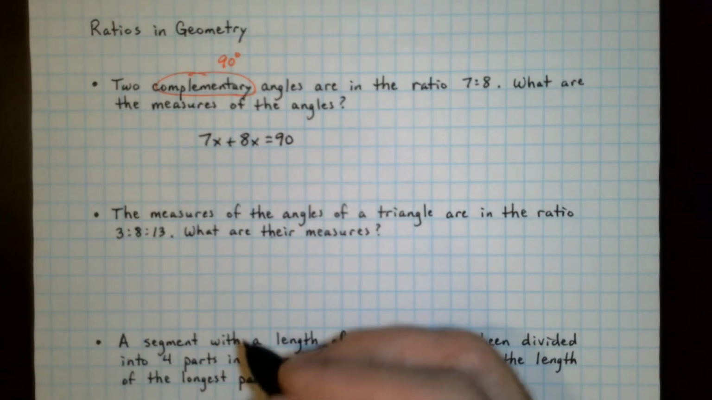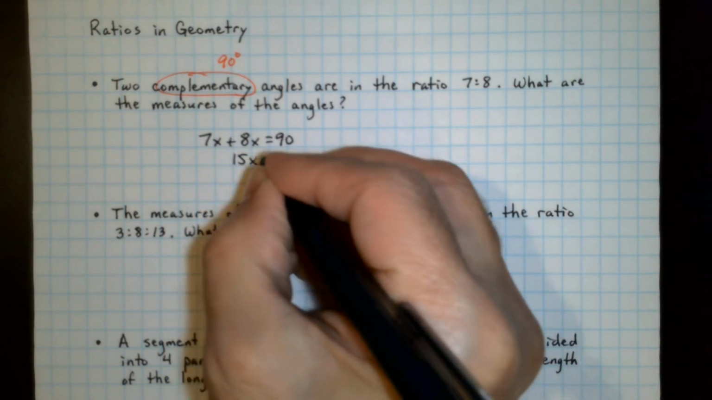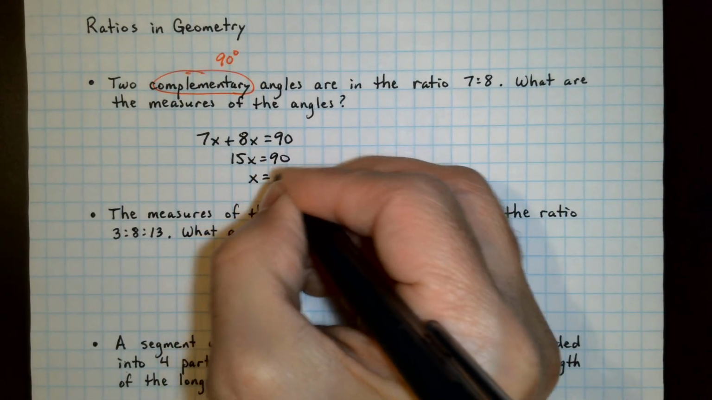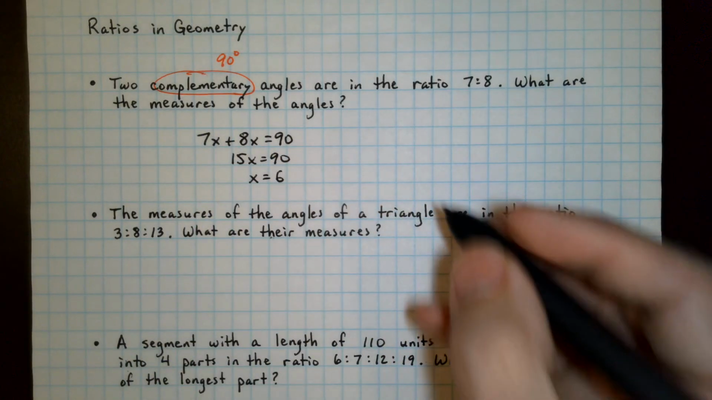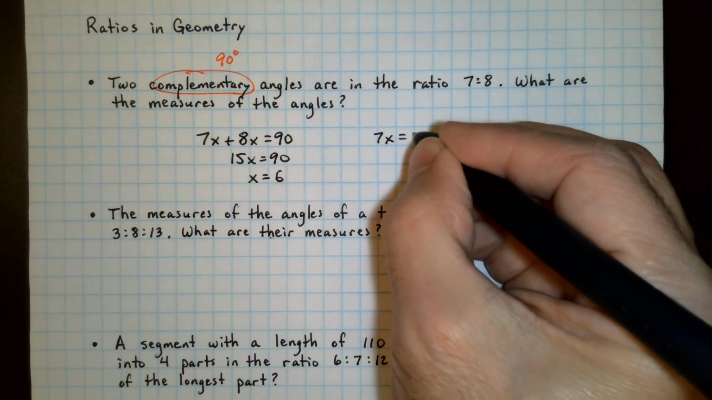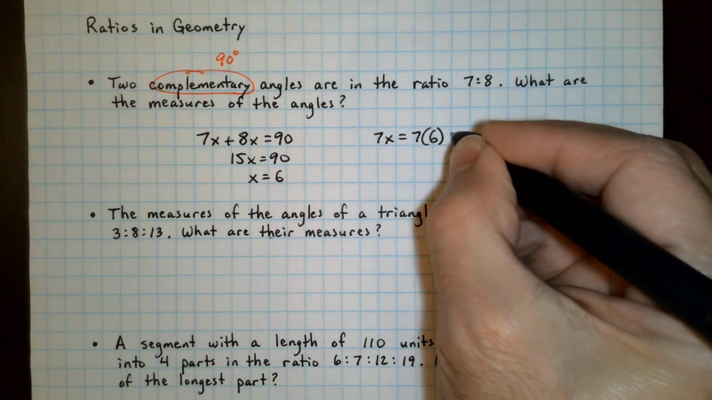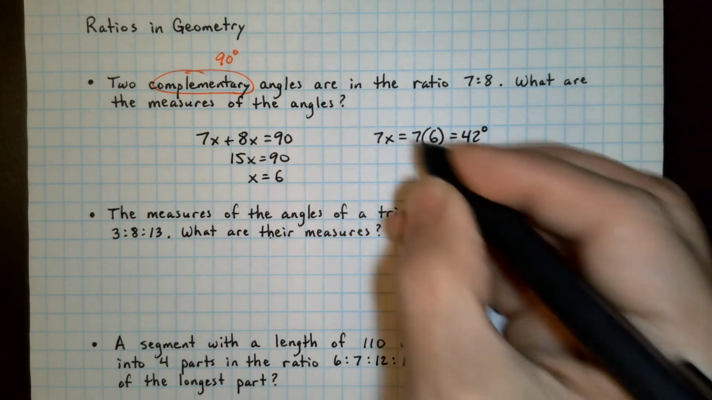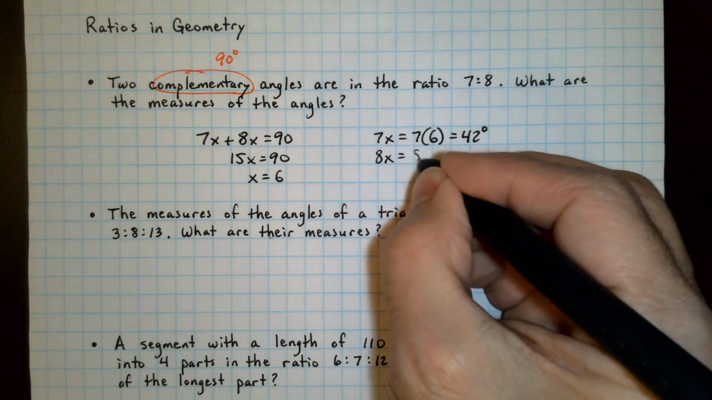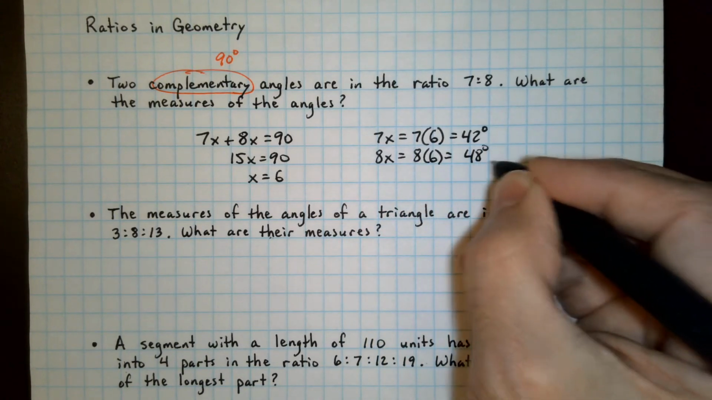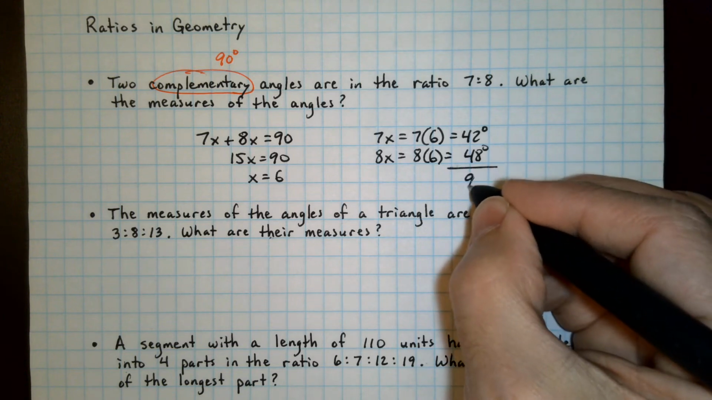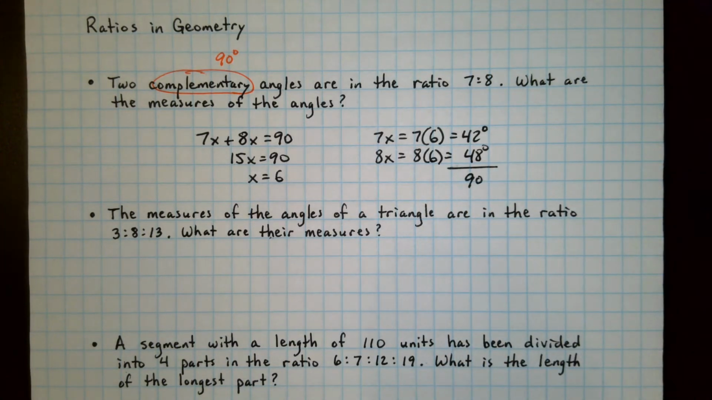This gives us an equation. That's 15x equals 90, and x is going to equal 6. If I want to find the measures of each angle, I'll then take the 7x and replace the x with 6. That gives me 42 degrees. I'll do the same thing with the 8x, and that gives 48 degrees. And you can always double check. If these don't add up to 90, then you've done something wrong.